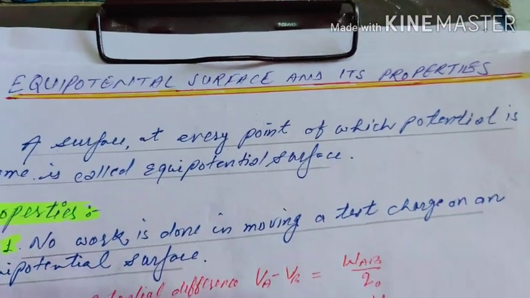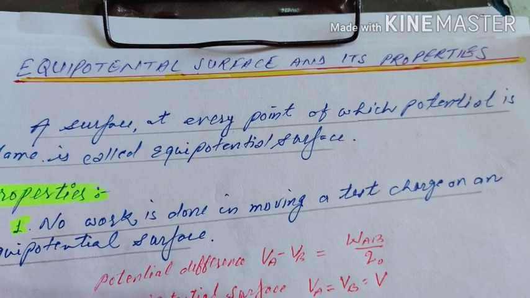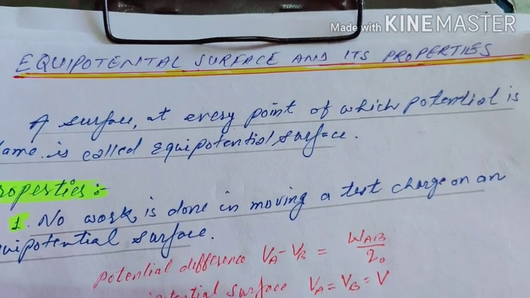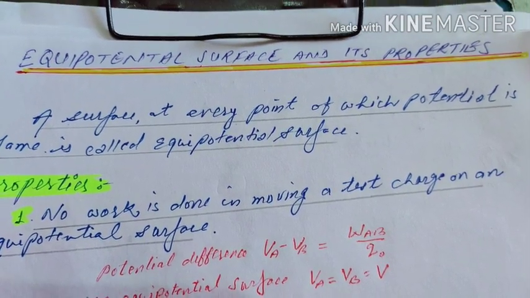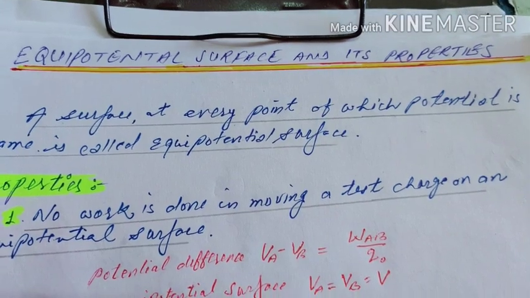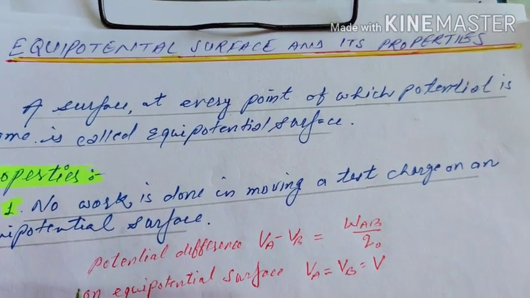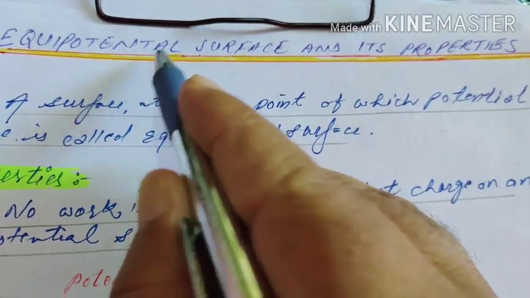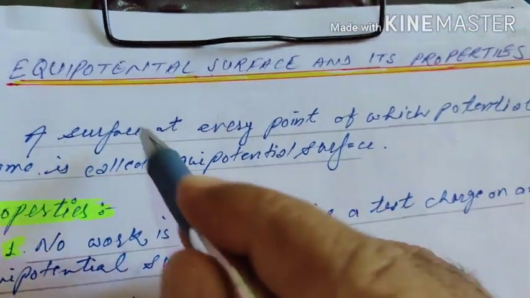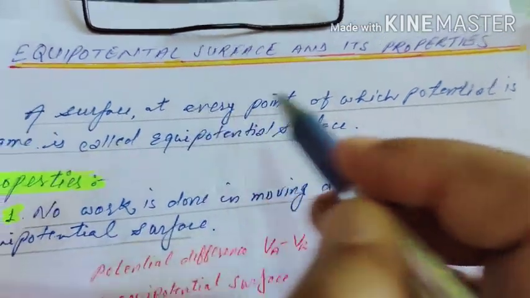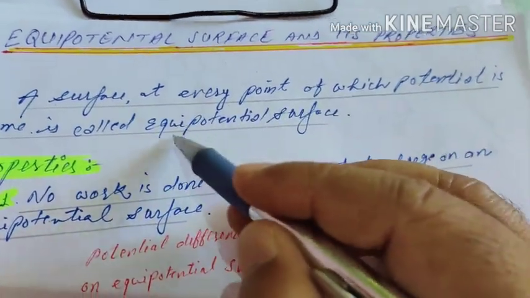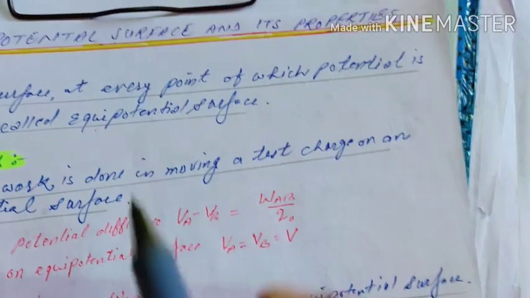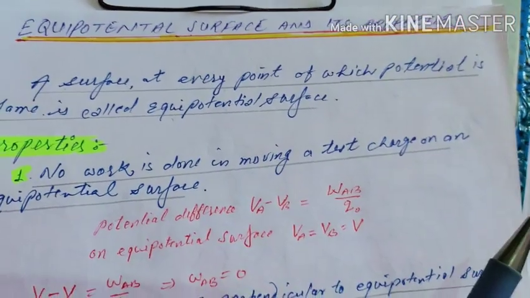Friends, today I will take one of the very important topics as far as your final exam is concerned, and it is equipotential surface and its properties. So first of all, what is an equipotential surface? The answer is a surface at every point of which potential is the same.